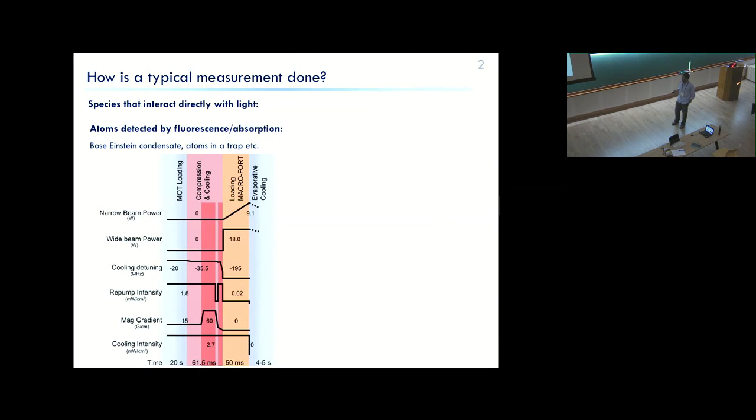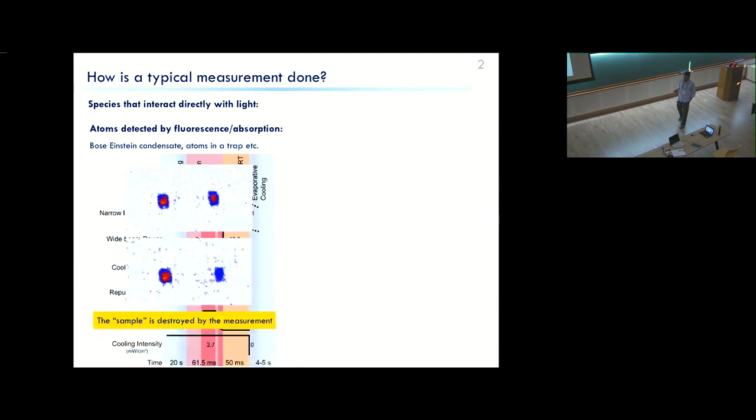And then how do you know you have a BEC? You take an absorption imaging, and in the process, you destroy your BEC. And then if you want to know whether some process is happening, you change something and repeat the procedure. So it takes long, and it's a destructive measurement.